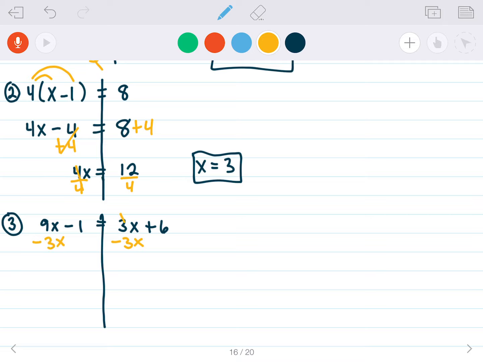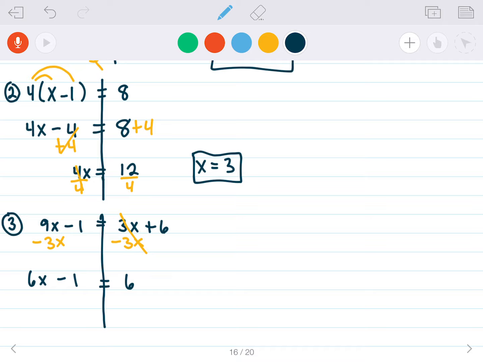Now 3x minus 3x is 0, so let's rewrite this. On the right side, I'm left with 6. On the left side, the like terms I have are 9x minus 3x, and that's going to give me 6x, and then the minus 1 is still there, all right? So I just moved the variables to one side.